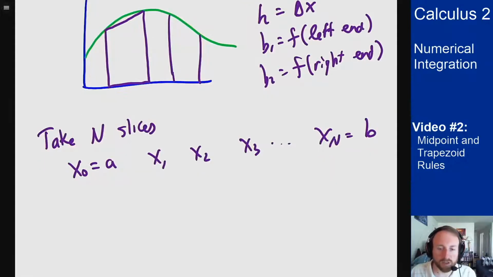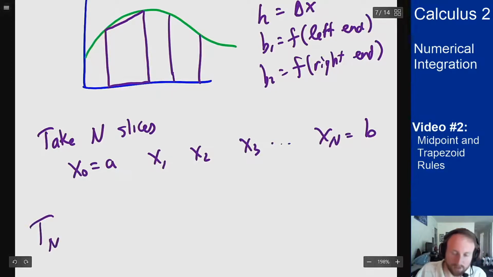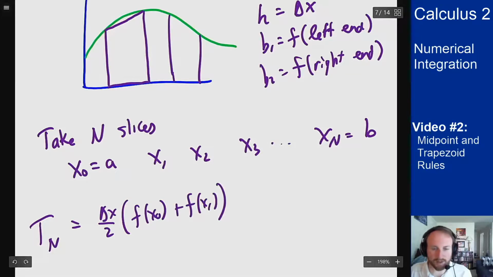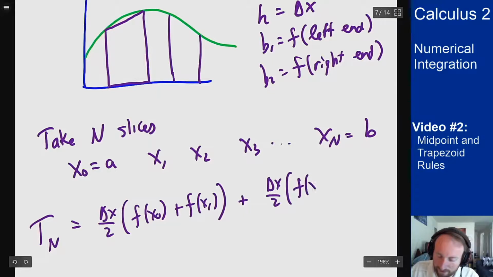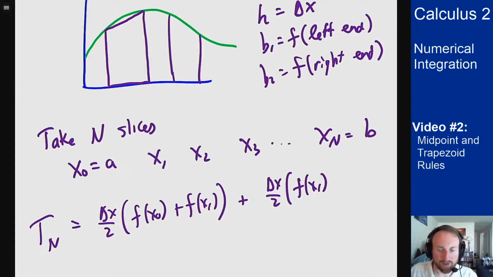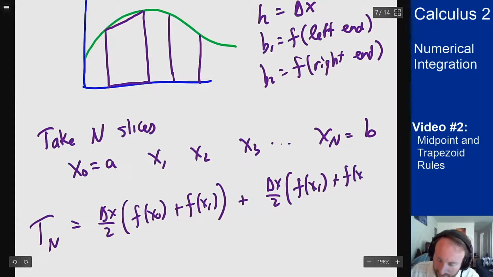So for trapezoids, we'll use capital T sub n, like we did M sub n for midpoints. So for my trapezoids, what's my first trapezoid look like? Well, the first one is going to have area delta x over 2 times f at x0 plus f at x1, because that is the left end and the right end of that first slice. The second one is going to have an area of delta x over 2, f of x1, because that's the left end of the second trapezoid, plus f of x2.